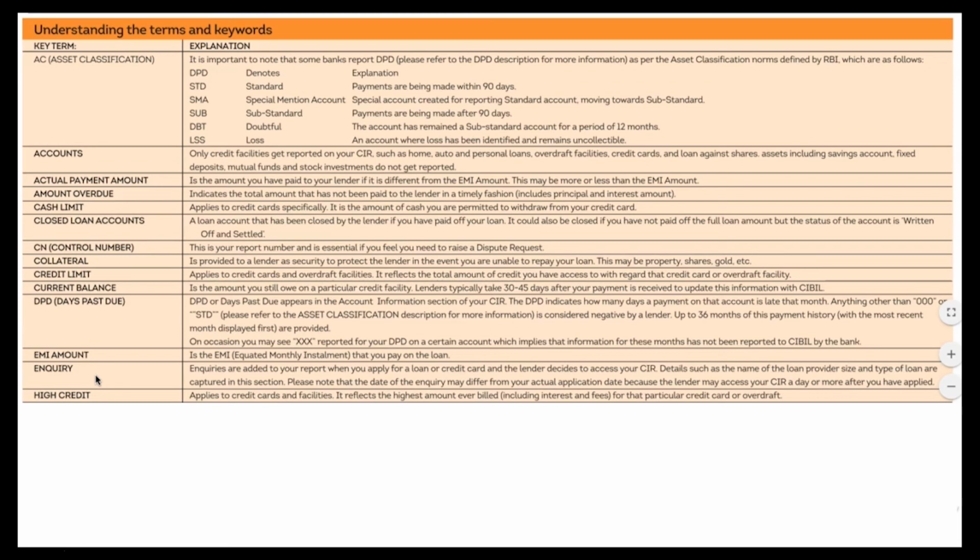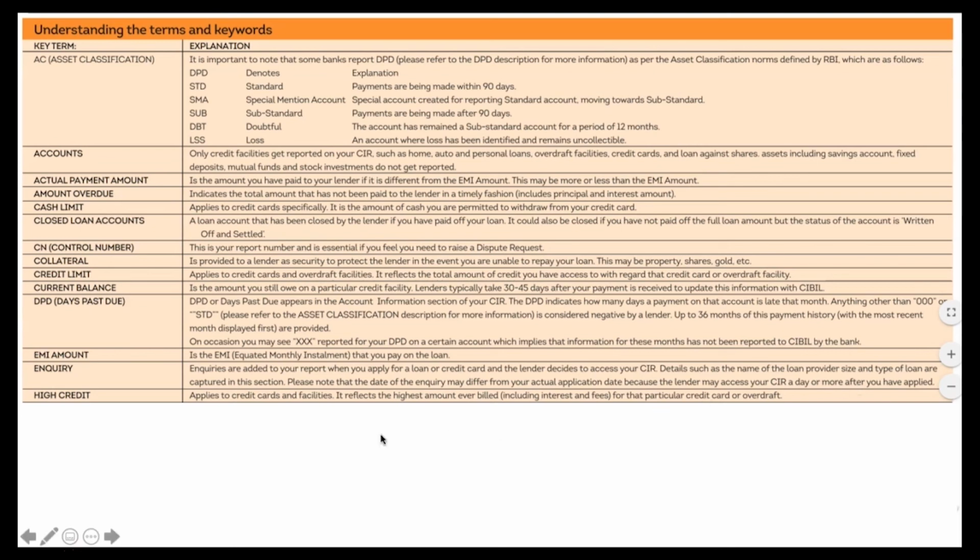So these are all enquiries which are added to the report when you apply for loan or credit card, and the details of all those get captured here. And if there are too many enquiries in a shorter period, then that could also communicate that you are credit hungry. So look at here. Please note that the date of inquiry may differ from your actual application because the lender may access your CIR a day or more after you have applied. That's obvious because you give the application today, they do the basic verification, then they go for login. So it can be a 1 or 2 days gap also.